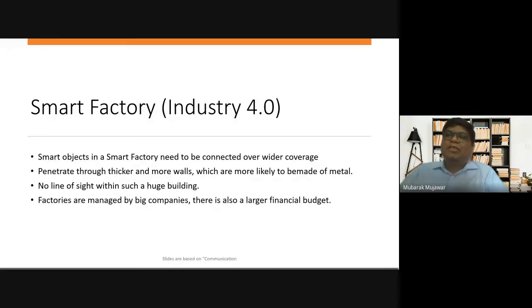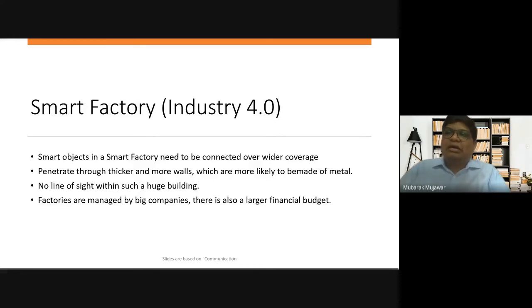So smart objects in our smart factory need to be covered over a wider area. That is the first requirement for a smart factory. Another thing is, since we are working in a factory, it generally has thicker walls or more walls. For example, we might have sections A, B, C, D in a factory. All these sections are separated. All different rooms are separated by thicker walls or more walls. And many times those walls are made of metal or metal sheets.